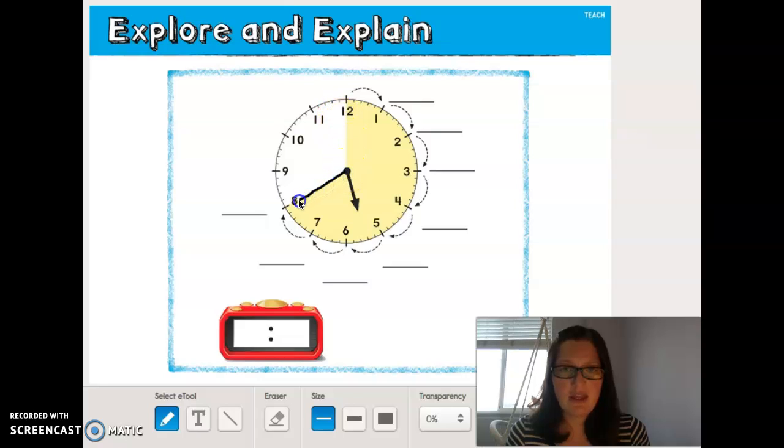So you're going to draw a minute hand in first, and then we're going to count around the clock by 5s. So each time we jump, one of these arrows is 5 minutes. So we're going to write 5 on the first jump. And the next jump, that's 10. Go ahead and finish off the rest of the clock. I'm going to write it in while you do.